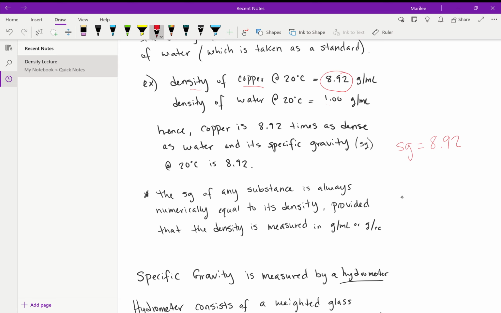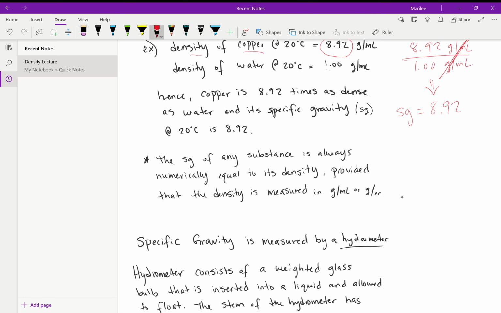If you do 8.92 grams per milliliter over 1.00 grams per milliliter, these cancel out and you're left with 8.92. The specific gravity of any substance is always numerically equal to its density. Okay, so it's always going to equal the density, just with no units. That is only possible if the density is in grams per milliliter or grams per cubic centimeter.